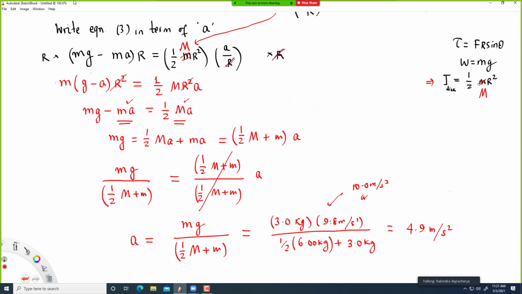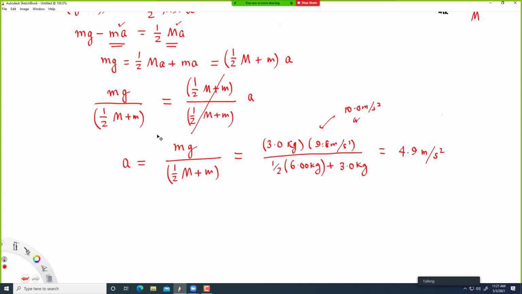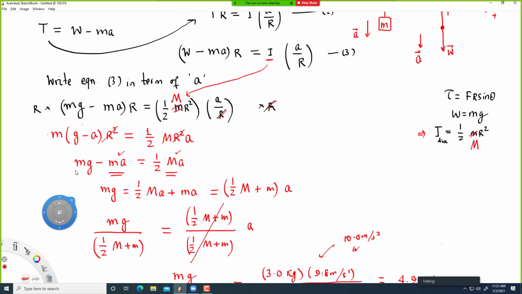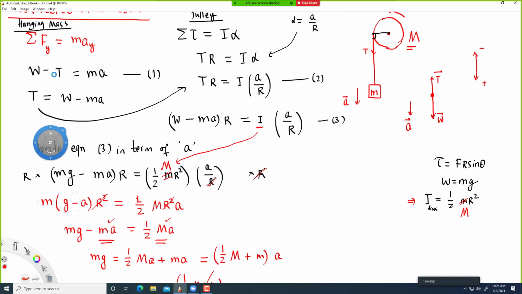Now let's look at the second part. It is asking to find tension. To find tension, you can use either one. We have two equations. Let's see which one we want to use. You can use either equation 1 or equation 2. So let's use equation 1 to find T.